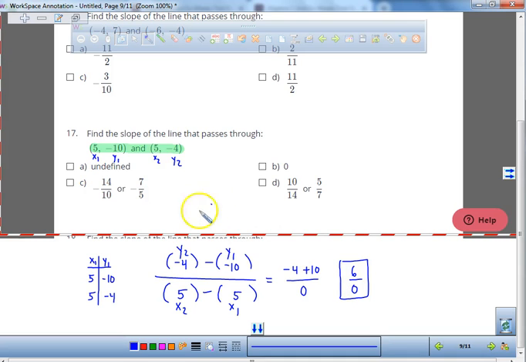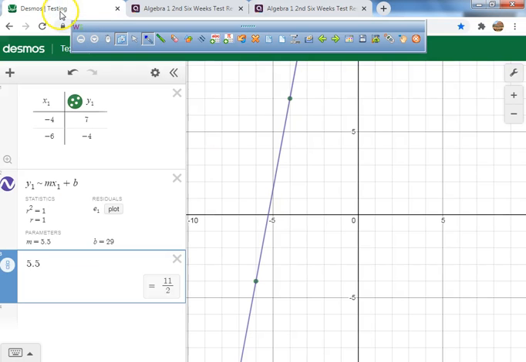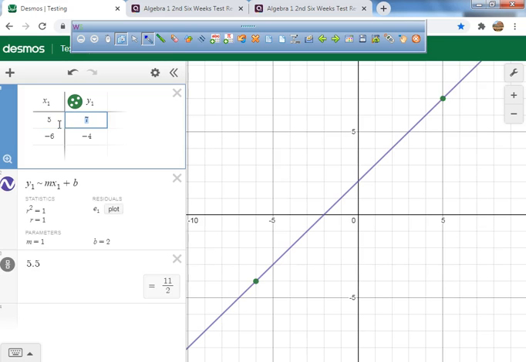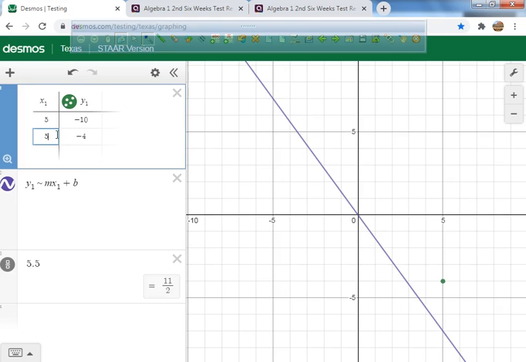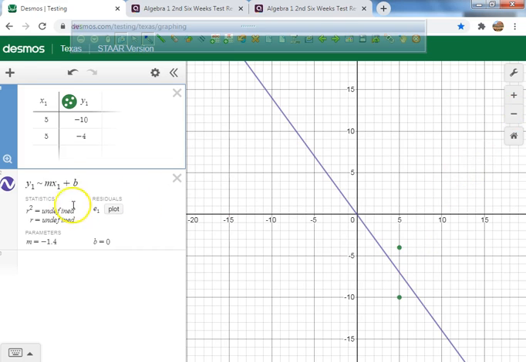How about this? You guys ready? Let's type it into Desmos. See what Desmos says. All right, let's check it out. What were the ordered pairs, everybody? 5, -10. 5, negative what? Uh-oh. 5, -10, 5, -4. By the way, do you see how this is right here? Everybody see where it says? Oh. So we got to be careful here.